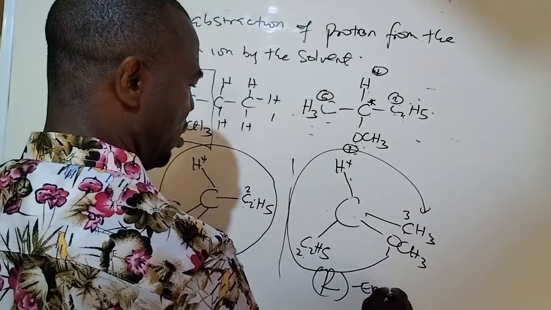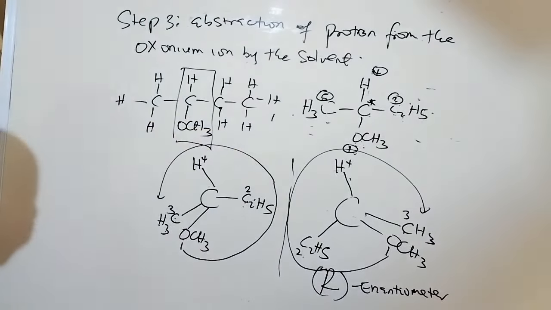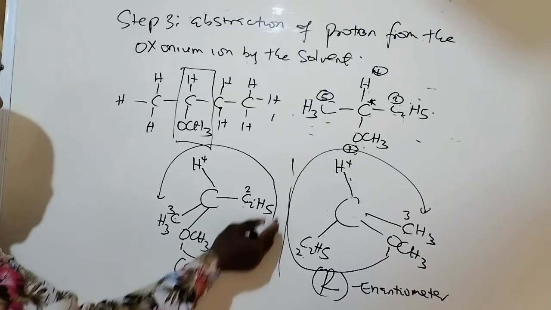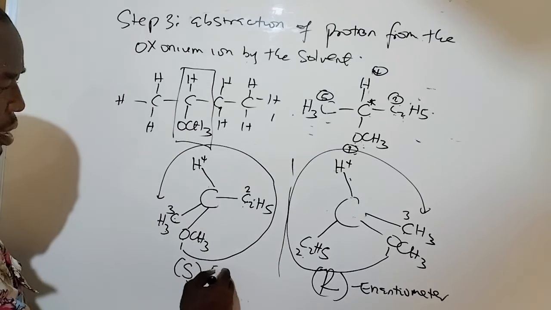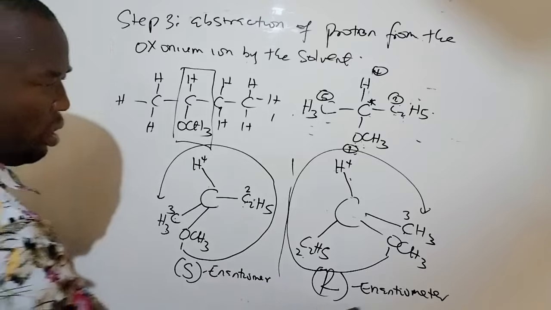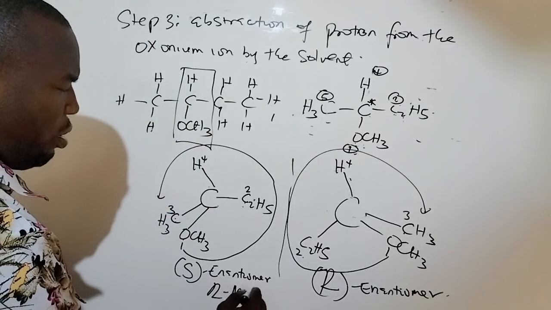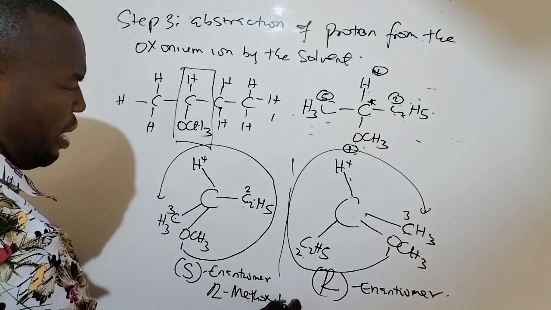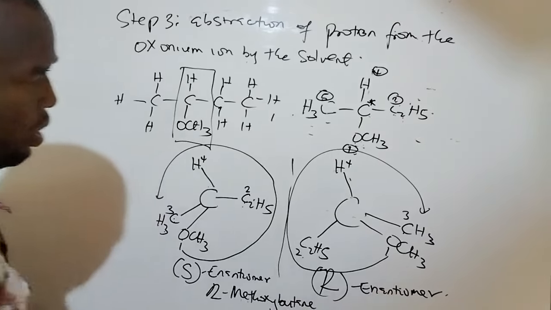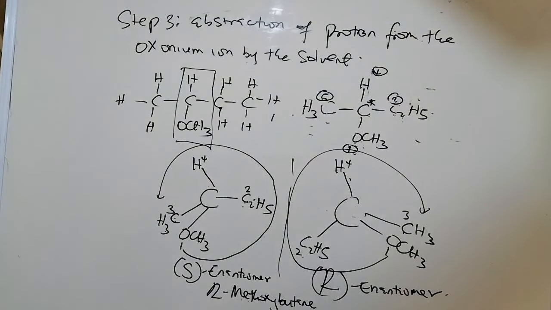enantiomer, or R-2-methoxybutane. While this one is anti-clockwise, it's called the S or sinister enantiomer. Since you know the compound, you don't call it enantiomer, you call it R-2-methoxybutane and S-2-methoxybutane. So you can see the configuration and how to apply it. We'll take one more example before we round up this lecture.